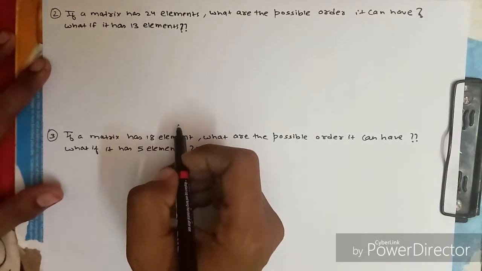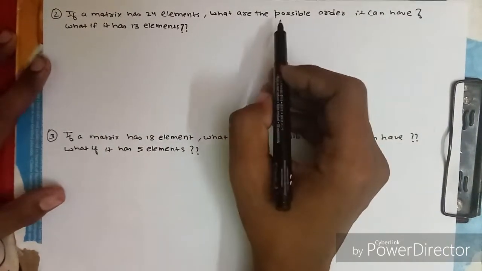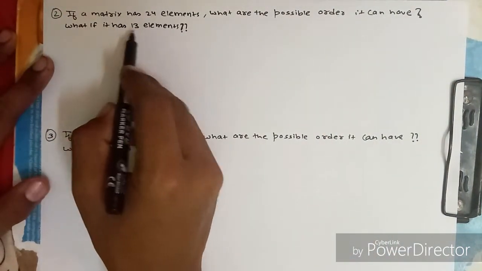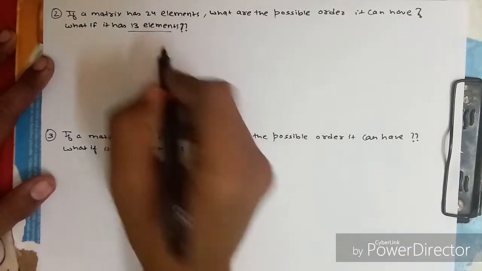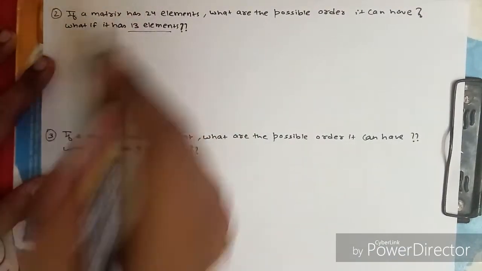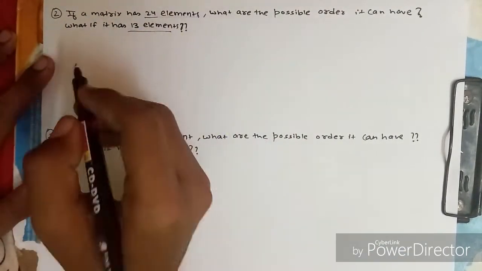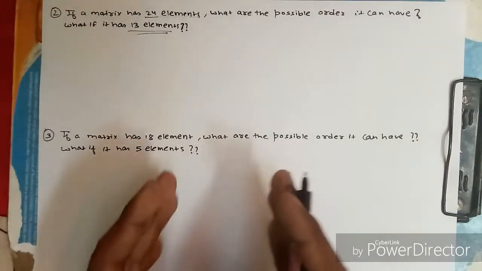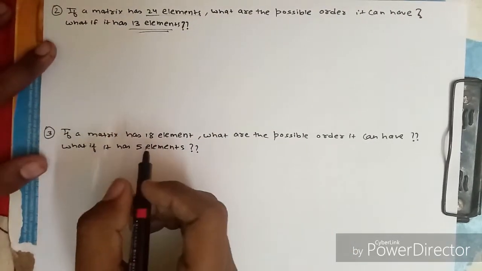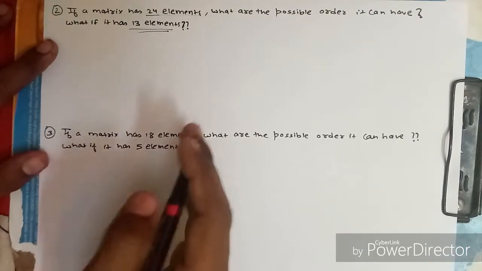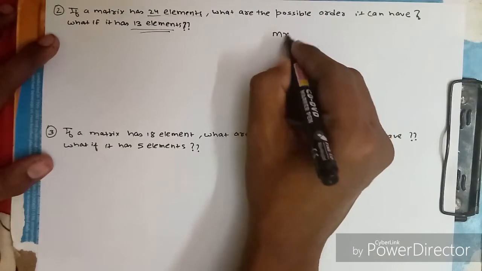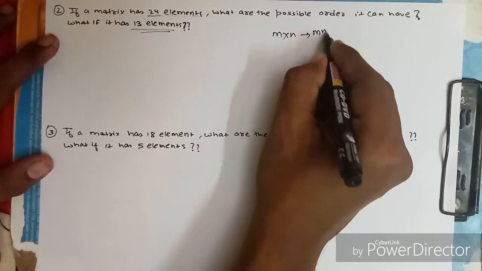It says that if a matrix has 24 elements, what are the possible orders it can have? What if it has 13 elements? Means we have to answer two conditions: if the matrix has 24 elements and if the matrix has 13 elements, what is the possible order it can have? So we know that if a matrix is of the order m cross n, it has mn elements.